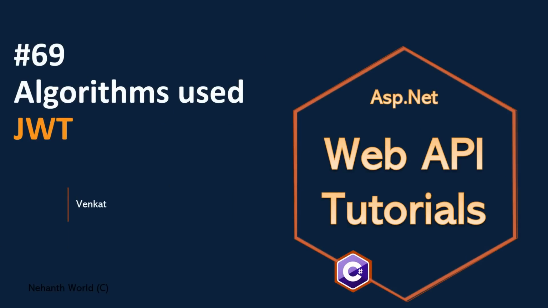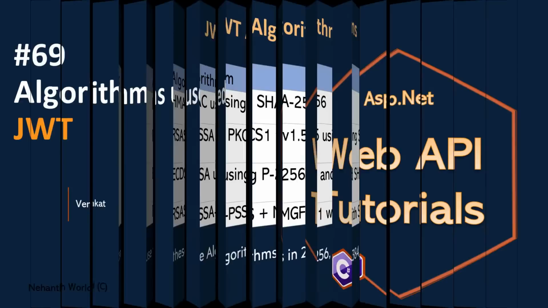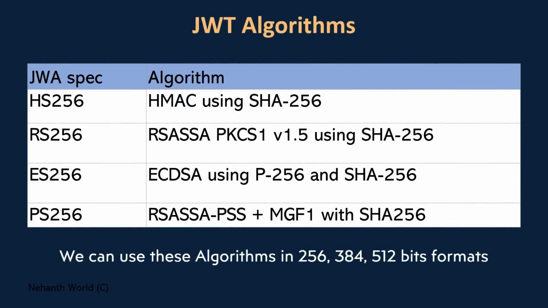In the last video, we have seen what is JWT and how we can generate the JWT token. So in this video, let us see what are all the algorithms we can use while generating the JWT token signature. These are all the algorithms we can use while generating the signature of JWT token.